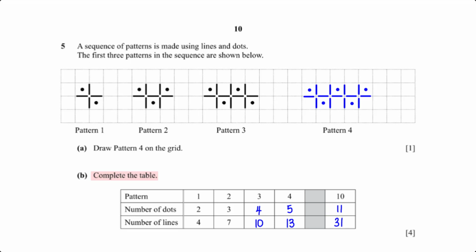For the number of lines, we see an increase by 3 in the number of lines for each pattern. And so for pattern 3, we add 3 to 7 to get 10. Then for pattern 4, we add 3 to 10 to get 13. For pattern 10, we get 31. This is not very straightforward. We will get back to how to arrive at this number by answering part CI below.